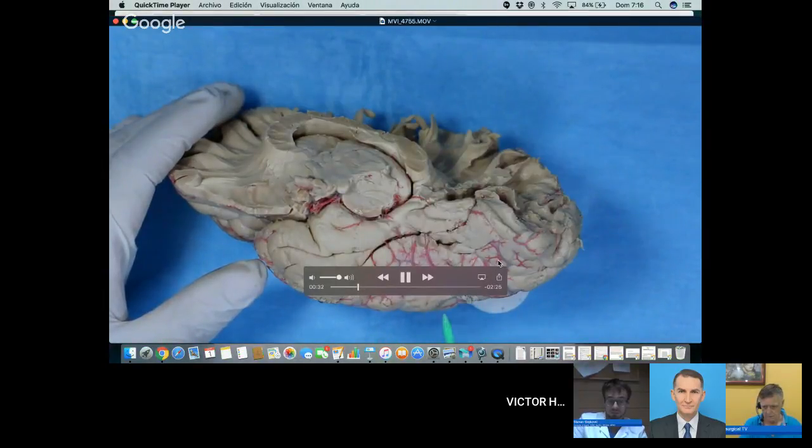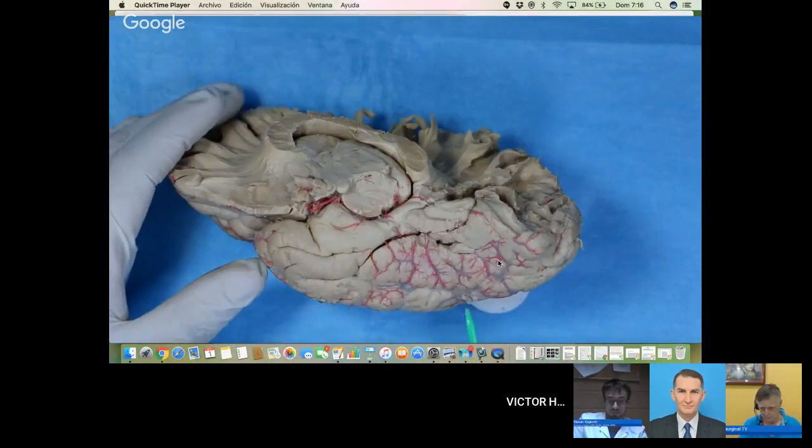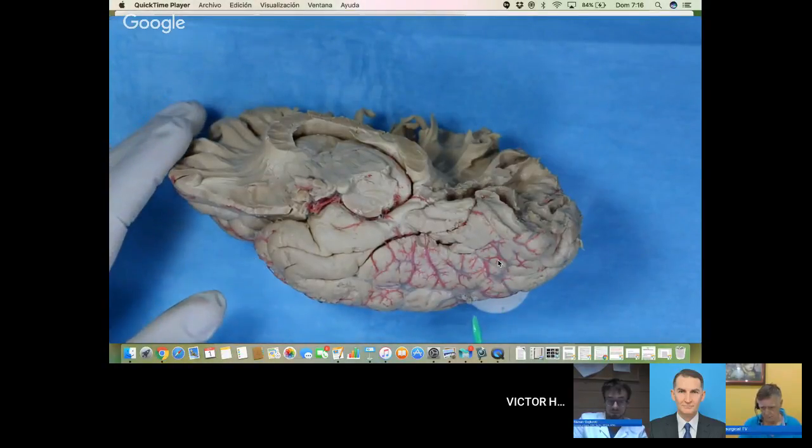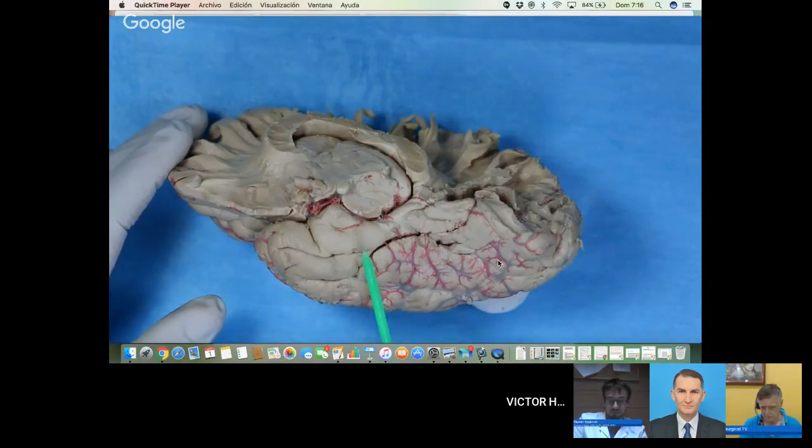These gyri are arranged in a longitudinal way and are discontinuous. The most medial of the gyri is the parahippocampal gyrus. That is the parahippocampal gyrus. It extends from the lingual gyrus.